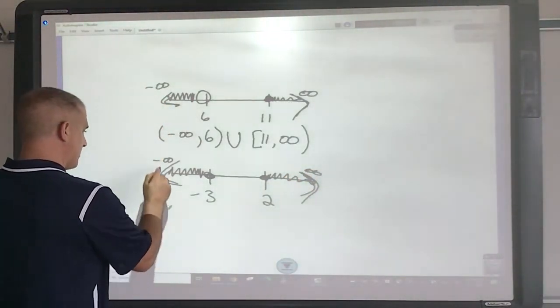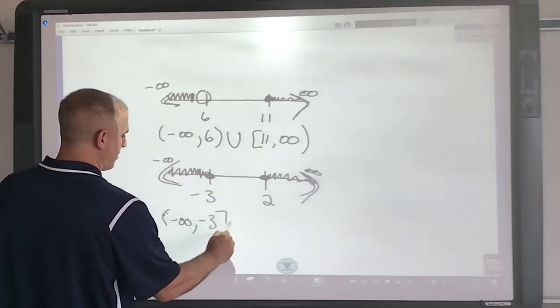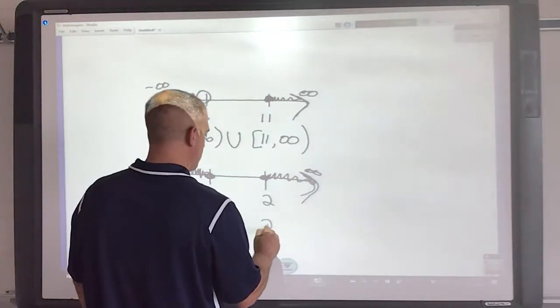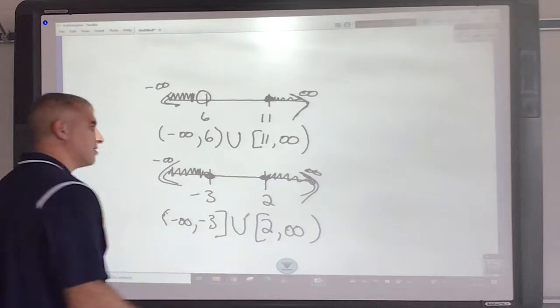Then this smallest one would be negative infinity. The biggest part of this would be negative 3 with a closed bracket. This would be 2 with a closed bracket. And then that would be positive infinity, with a little U shape there.